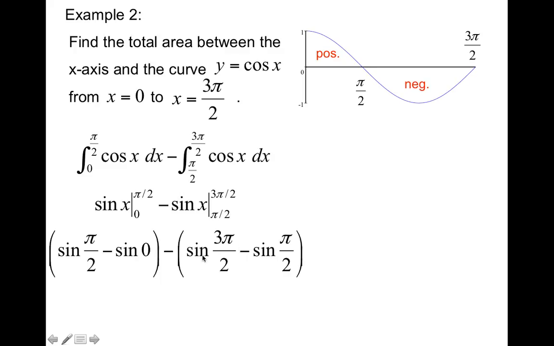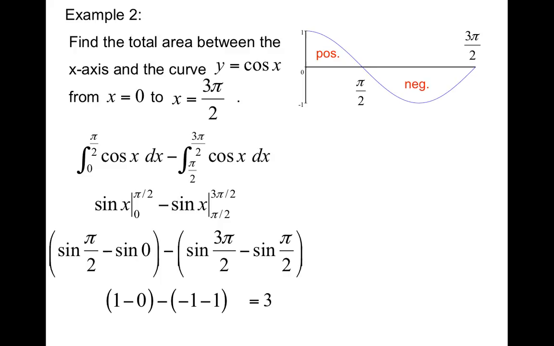Sine of 3 pi over 2 would be a negative 1 right here. Sine of pi over 2 should be a positive 1, but we're subtracting it. So as we go through all that, we get this. Just be very careful with signs, but in the end we should get an answer of 3. So hopefully that is clear enough. Jot down some questions if you have them. But these would be two basic examples, I would say.